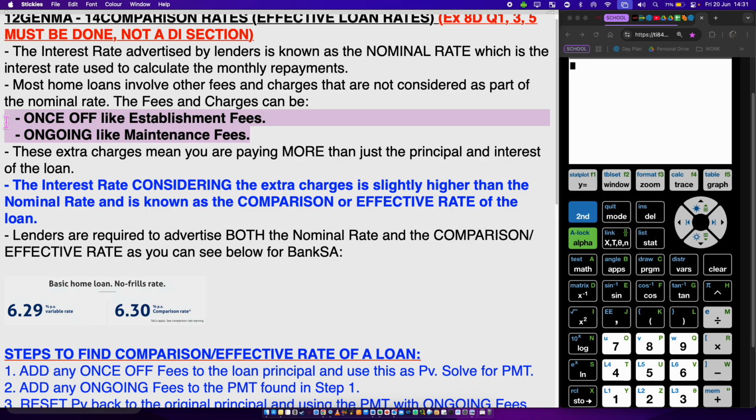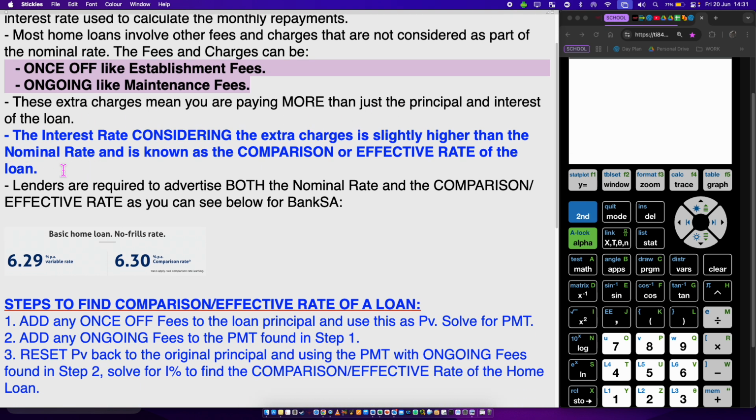So my home loan right now, every year I have to pay like $300. It's not part of the repayments. It just comes out of the bank. I'm like, oh, what was that? Oh, it says maintenance fee or something like that. These extra charges mean that you're paying more than just the principal and interest of the loan. So the name of that higher rate, because you're paying extra, is called the comparison or effective rate.